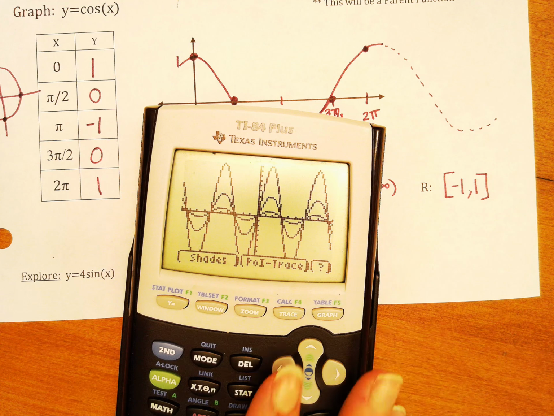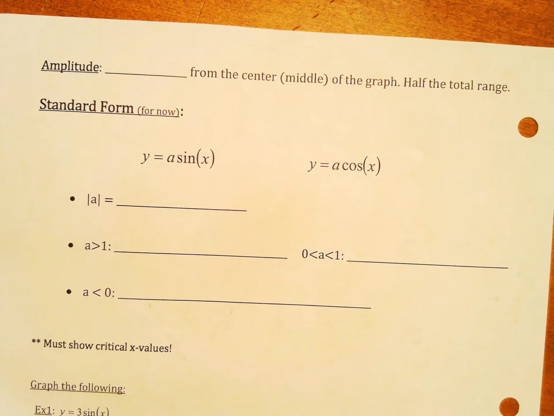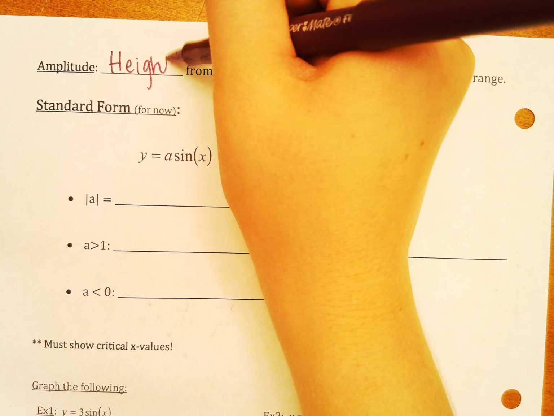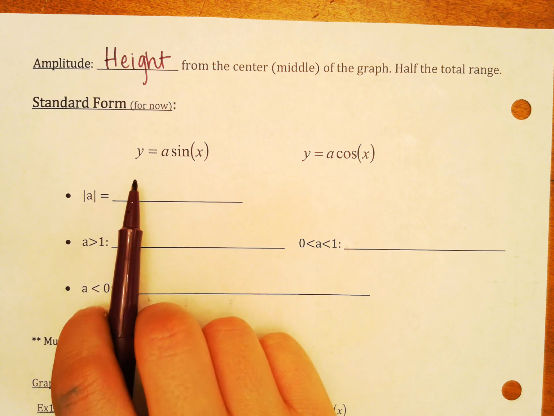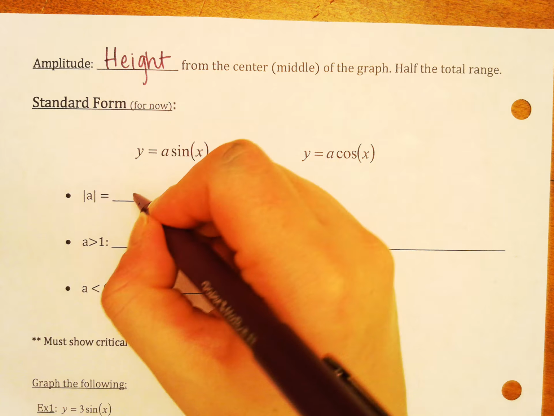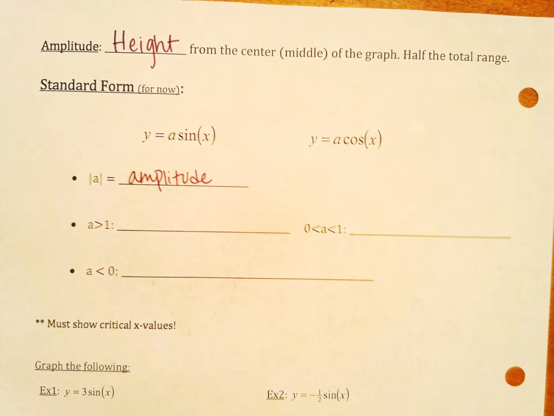Okay? So that idea of how far we actually reach up and how far we go down has a specific name. That's called the amplitude, and that is our height from the center of the graph that I have to the top of my graph, or the center to the bottom. So for now, we have a standard form where we just have that multiplier on the outside, and we're going to call that A for amplitude. So the absolute value of A tells us our amplitude of our graph.